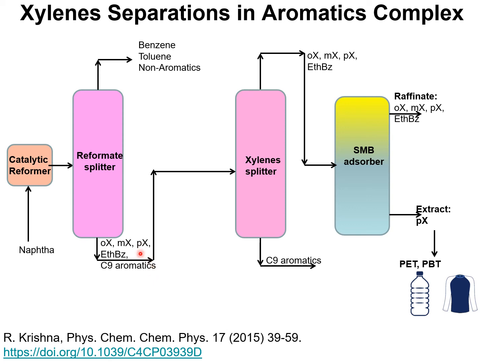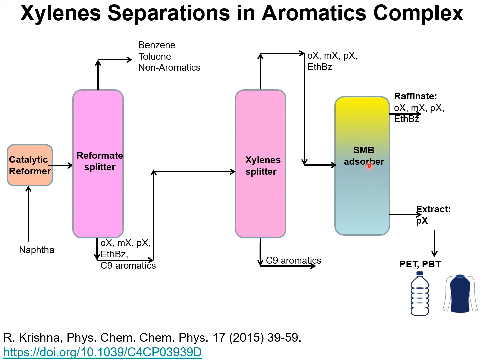The C8 and C9 aromatics are further separated in a xylene splitter, in which the C9 aromatics are removed from the bottom, and the C8 aromatics, consisting of orthoxylene, metaxylene, paraxylene, and ethylbenzene, are separated from the top and fed to an adsorption device that is called a simulated moving bed adsorber.